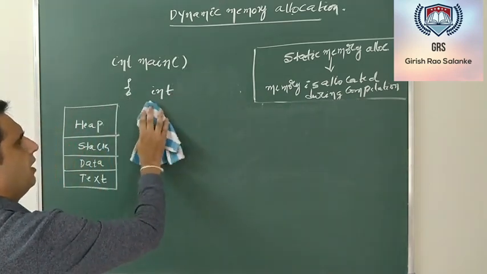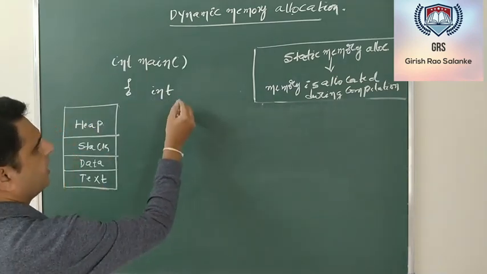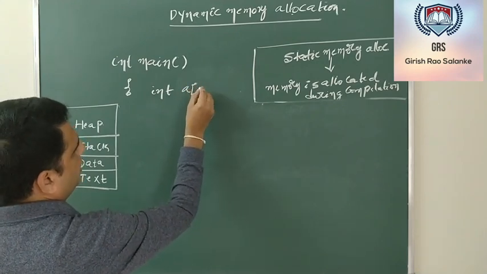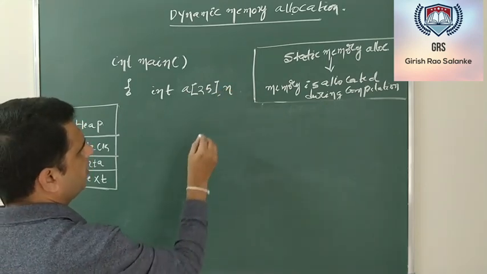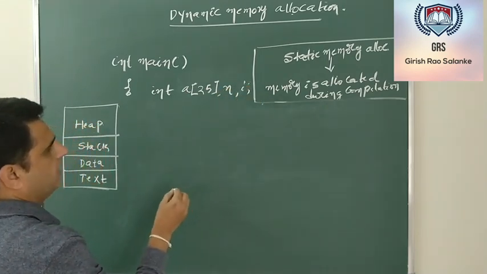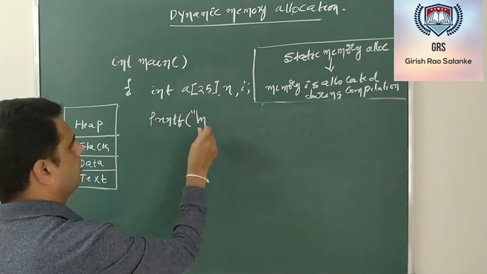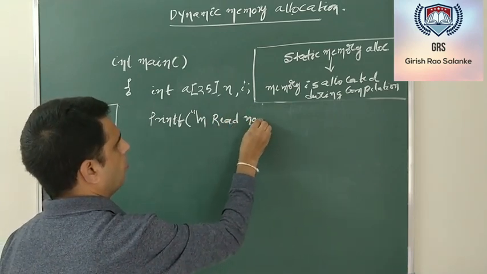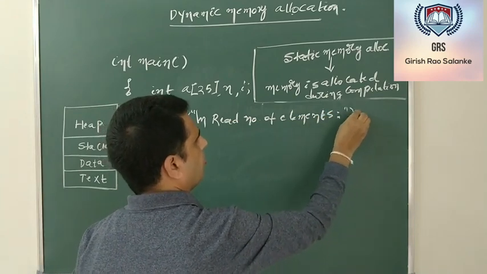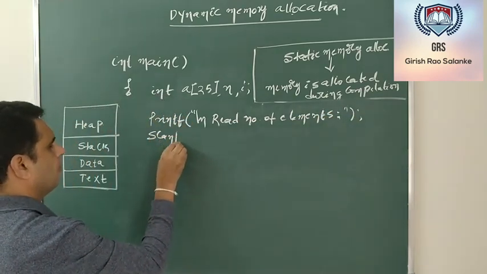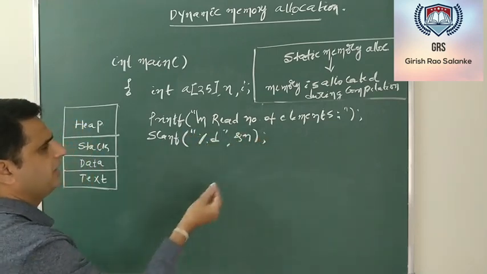I am doing some operation on an array. So let me declare an array of size 25. Let me declare a variable n, and let me have one more variable as i. So first what I will do, printf, I will read the number of elements. I will read the value of n, and then I will read those many elements.